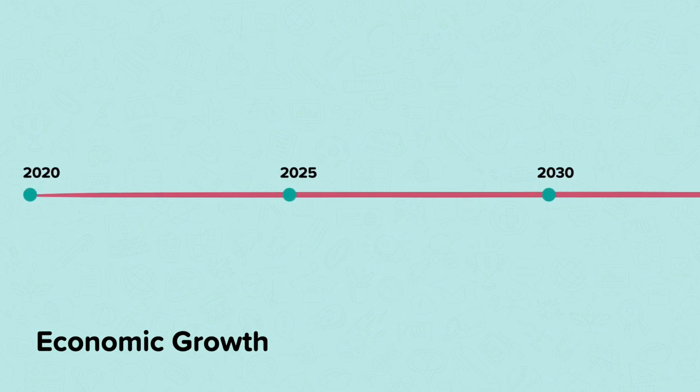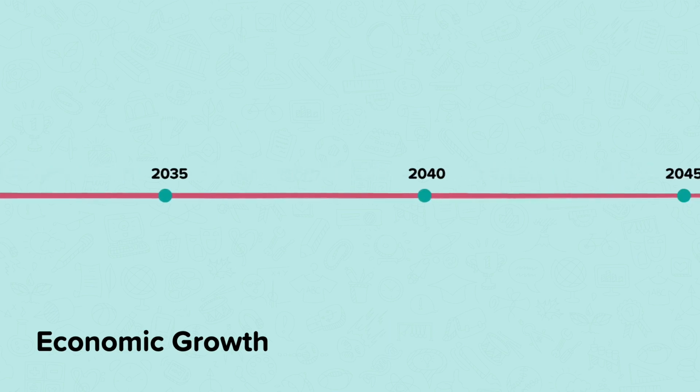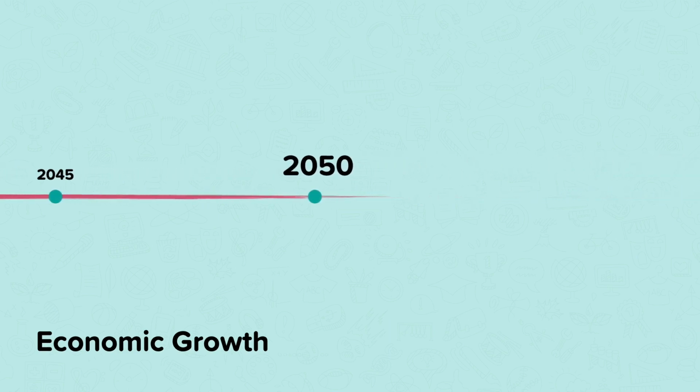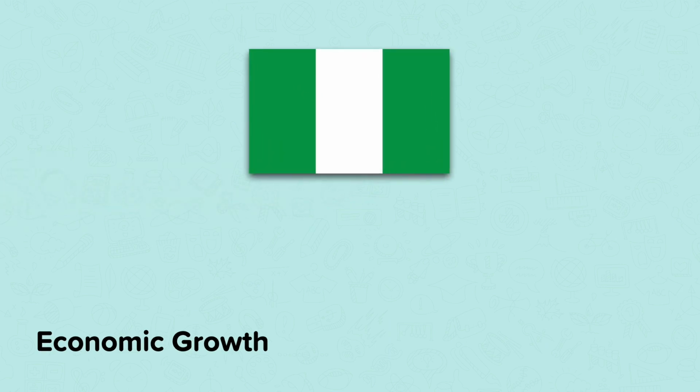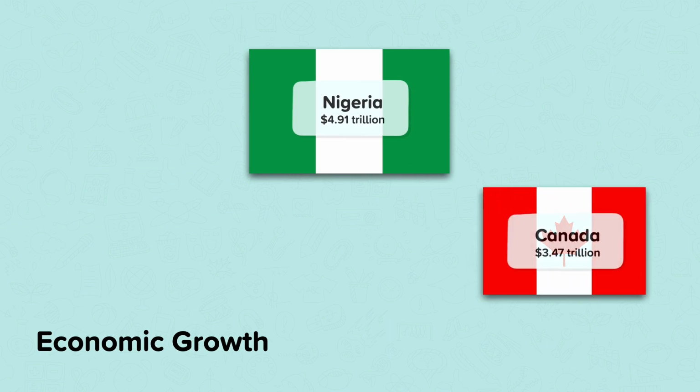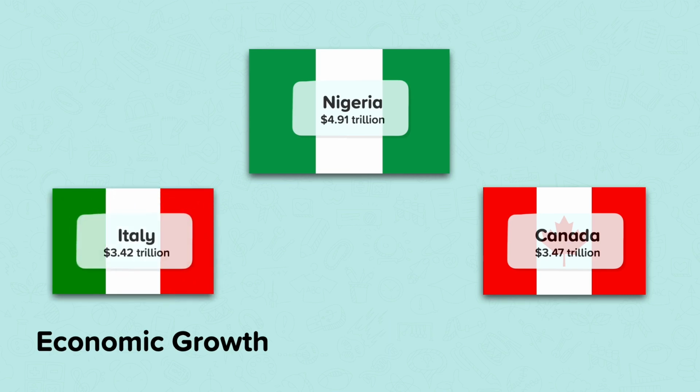By 2050, the World Bank predicts Nigeria will be the 13th largest economy in the world. This is much higher than its current position of 22nd. It is expected to have a GDP of $4.91 trillion. This would make its economy larger than Canada, whose GDP is expected to be $3.47 trillion, and Italy at $3.42 trillion.